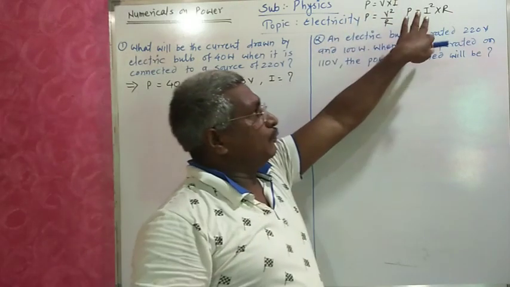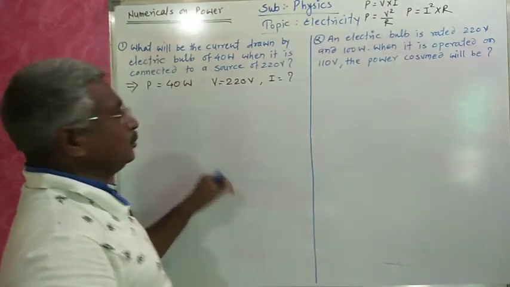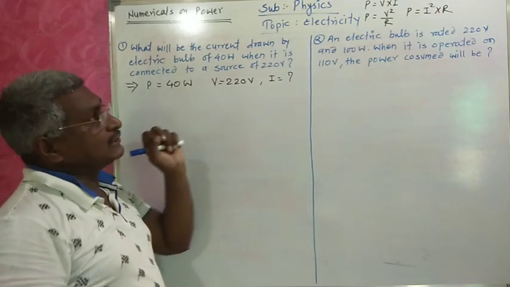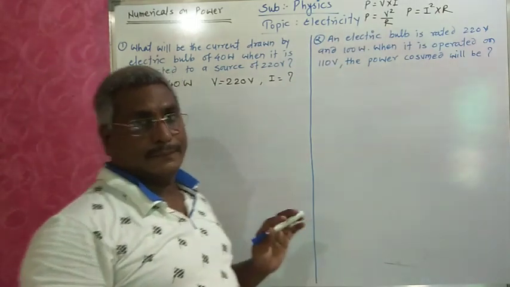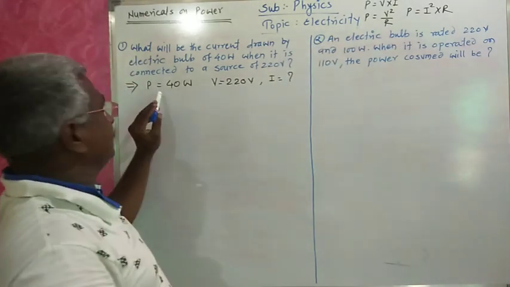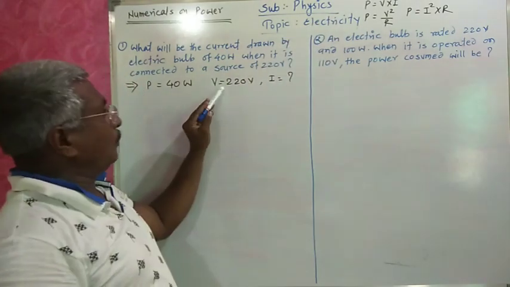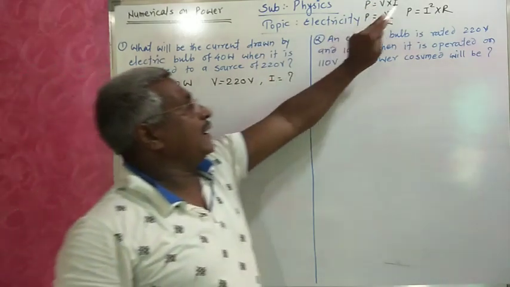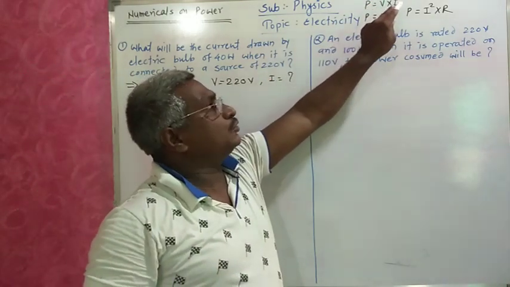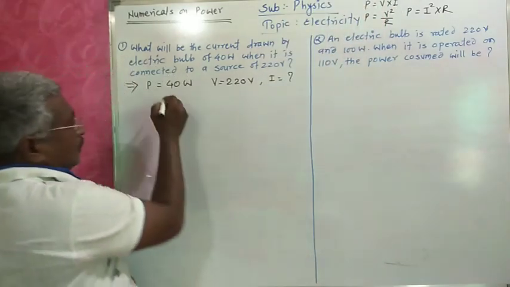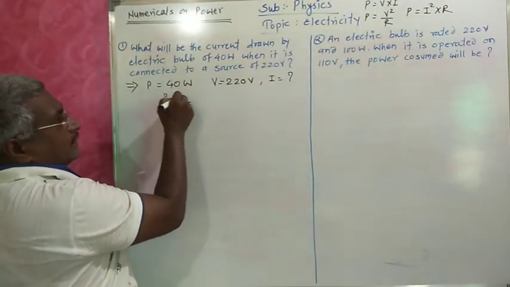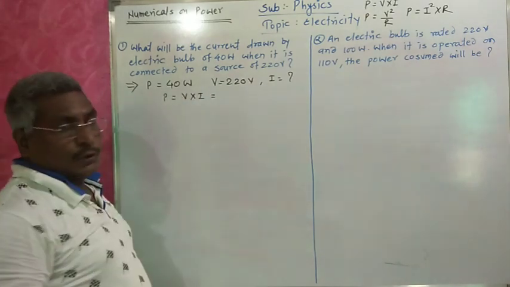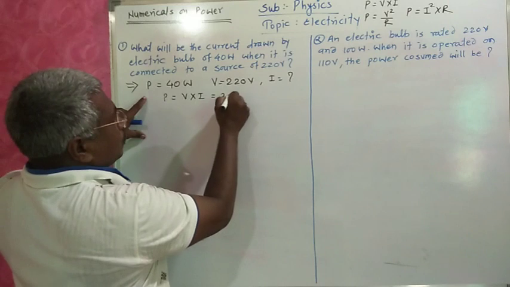Now from these, which expression do we have to use for solving the example? It depends on what is given. Power is given, potential difference is given, and current has to be found. Which formula has to be used? The first formula, P equals V into I. What is the value of V? 220.